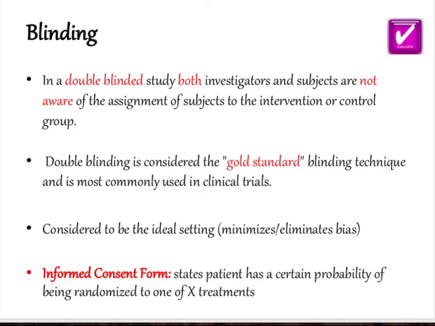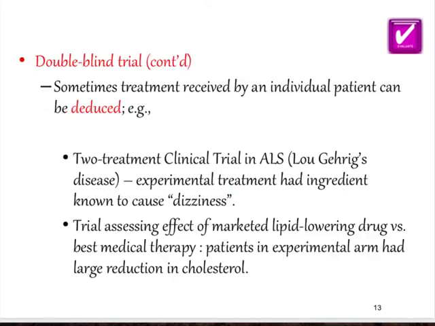It states, in any blinding, that the patient has a certain probability of being randomized to one of the treatments. So it will say, if there are two treatments, you have a 50% chance to be in the treatment group and a 50% chance to be in the control group, for example.